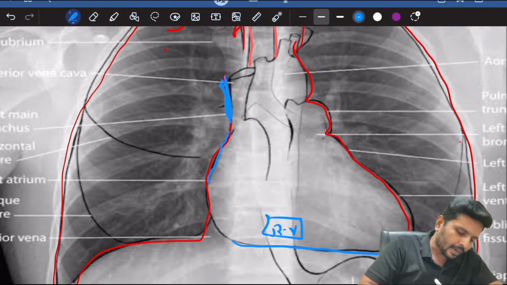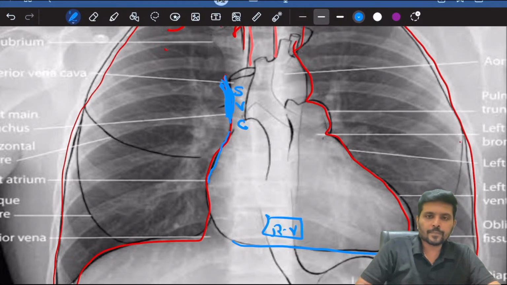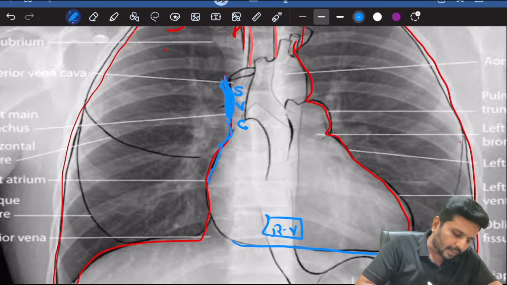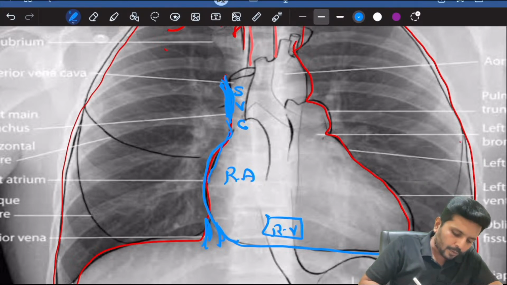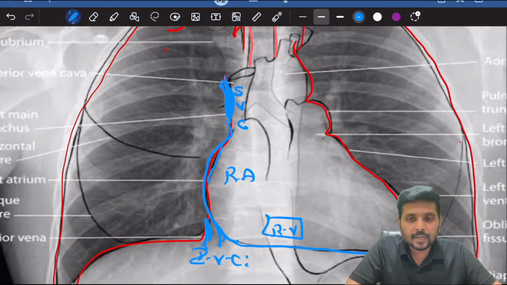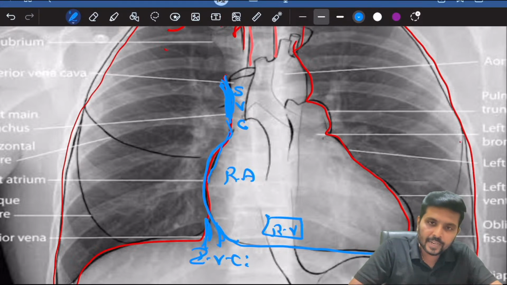The upper one-third of the right heart border is formed by, look at this, the SVC. And then the majority of the right heart border is formed by the right atrium, and some amount of the lowermost part is formed by your inferior vena cava. So the right heart border is formed by the superior vena cava, right atrium as well as inferior vena cava.